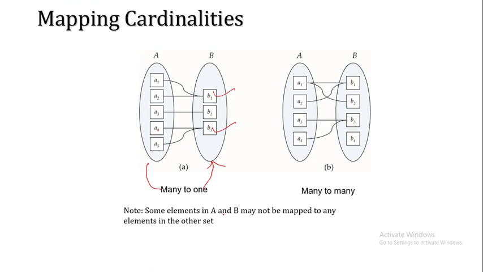Some elements in A and B may not be mapped to any elements in the other set. So this is what we have in many-to-many, but sometimes, as you see in this example here, one of the elements is left out. It's not necessary that all the elements should be mapped. So some elements in A and B may not be mapped to any elements in the other set. This is how your one-to-one, many-to-one and many-to-many relationships exist.